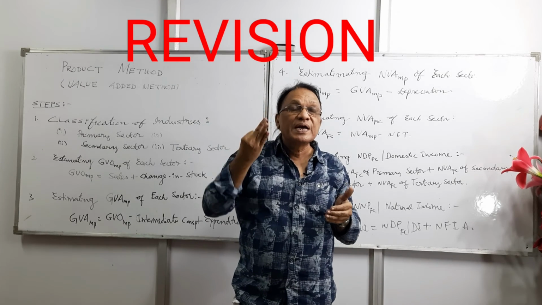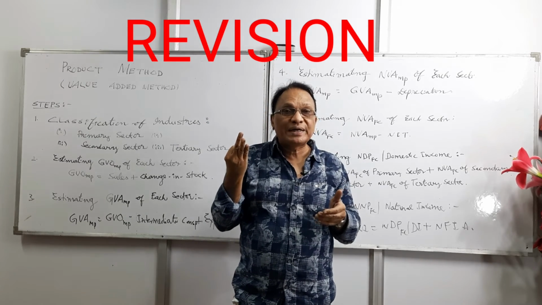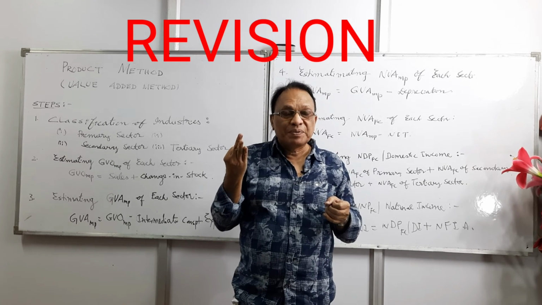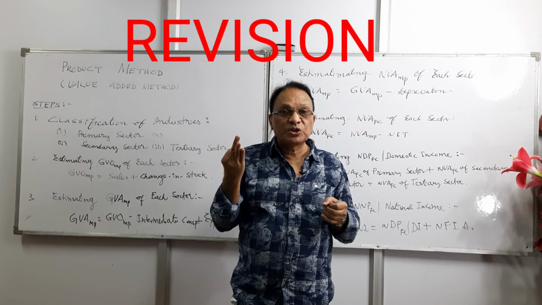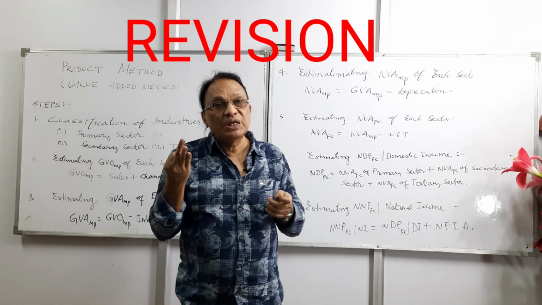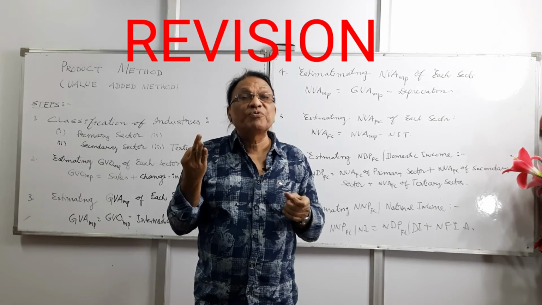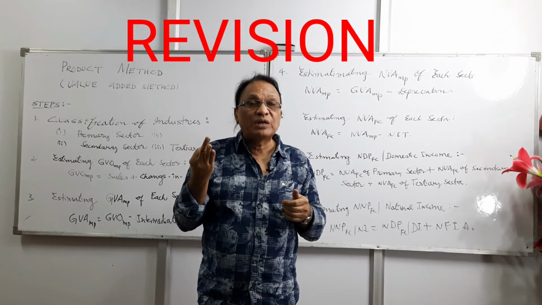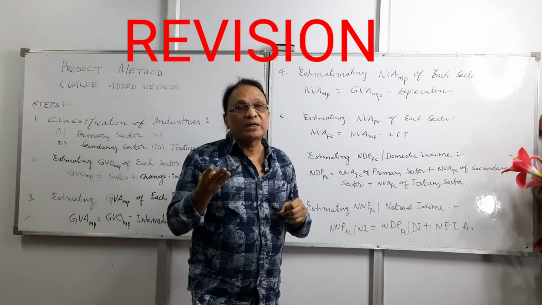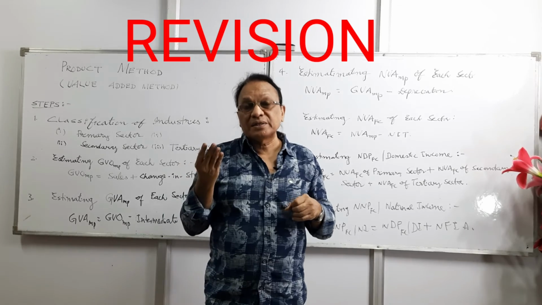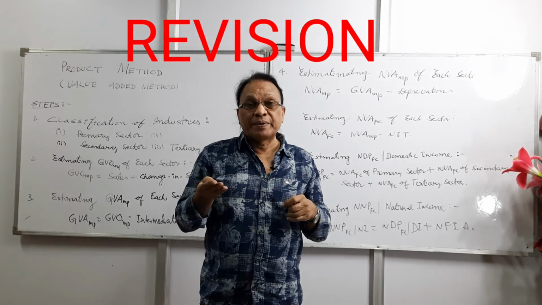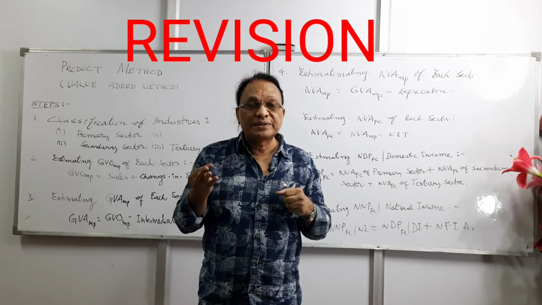The third step is estimating gross value added at market price. How do you get GVA at MP? By subtracting intermediate consumption expenditure from GVO at MP, we get GVA at MP, gross value added at market price. The next step is estimating net value added at market price. By subtracting depreciation from gross value added at market price, you get net value added at market price.